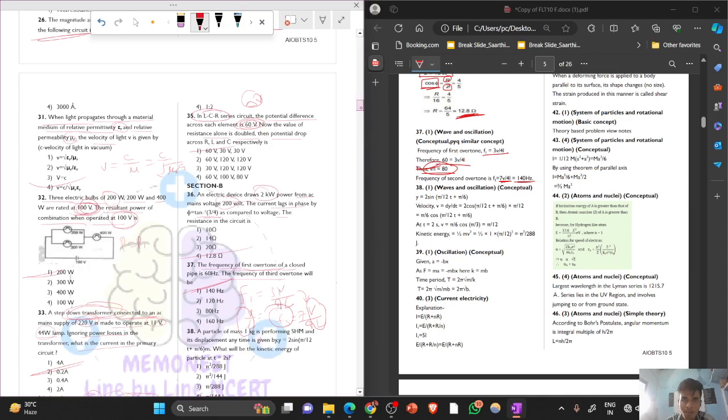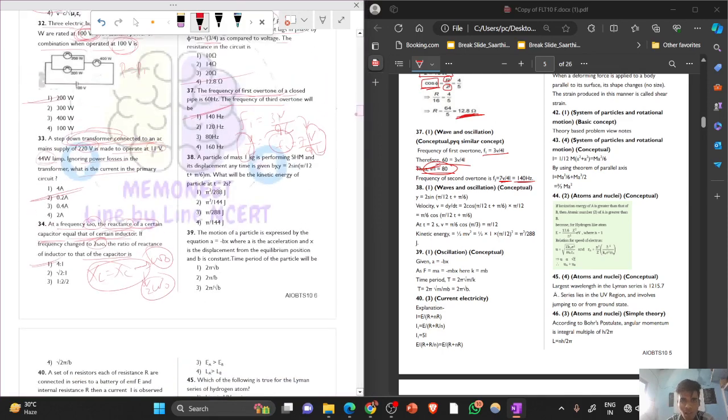Now moving ahead. A particle of mass 1 kg performs SHM given in this way. What will be the kinetic energy? You know the kinetic energy, potential energy and the total energy. You just need to understand half m v square. You can calculate v by y dot, that is dy by dt.